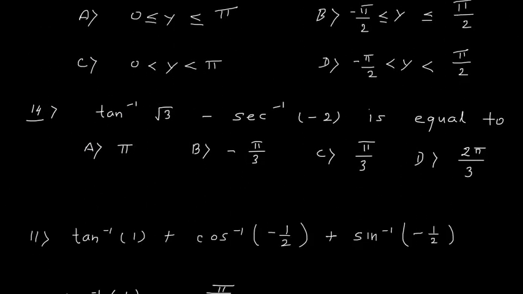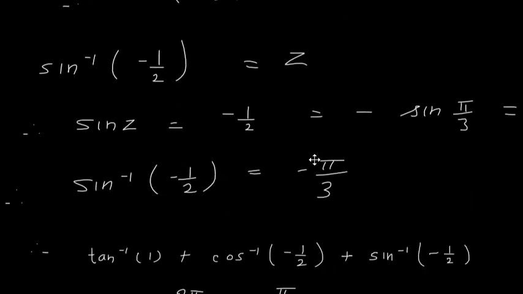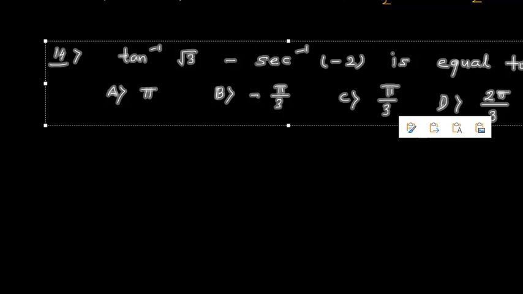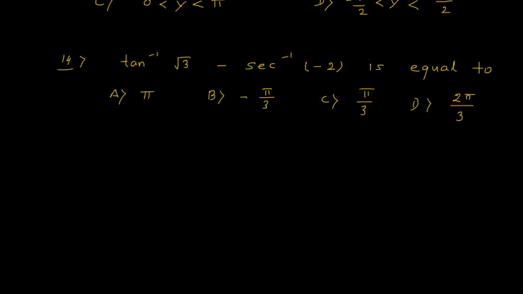Yes, the 14th problem is tan inverse. Let us write this also. Now the 14th problem: tan inverse root 3 minus sec inverse minus 2 is equal to. So we can calculate its value. Tan inverse root 3 is pi divided by 3.